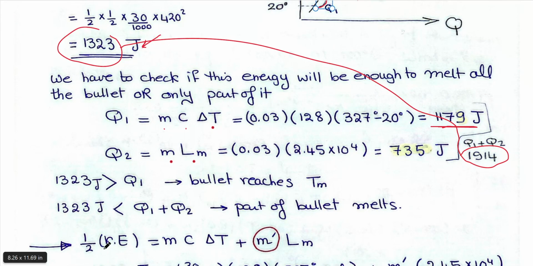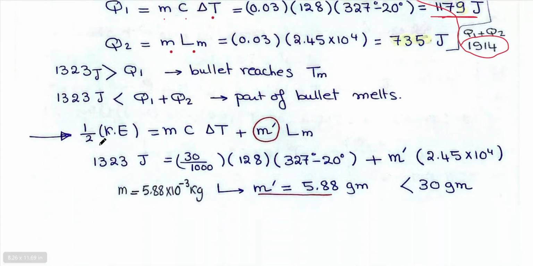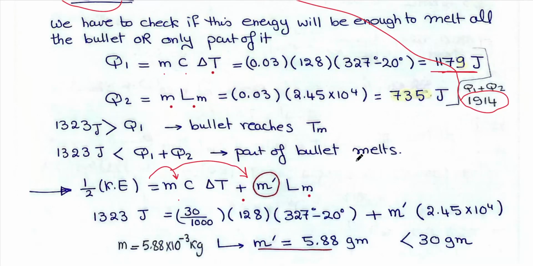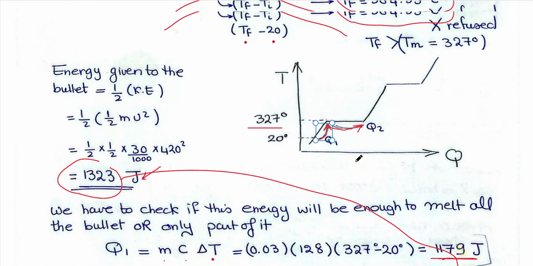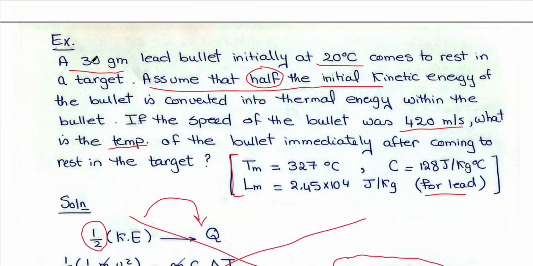So I can write the equation as half the kinetic energy will be used in mc delta T plus m dash Lm. Here mc delta T, plus m dash Lm, where m dash is the part of the bullet that will melt. After substituting, m dash is 5.88 grams, which is less than 30 grams, the mass of the bullet. So this assumption is correct.